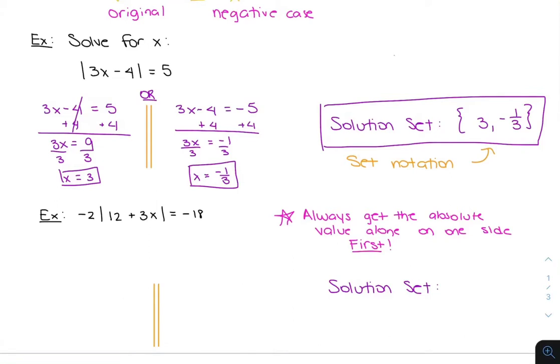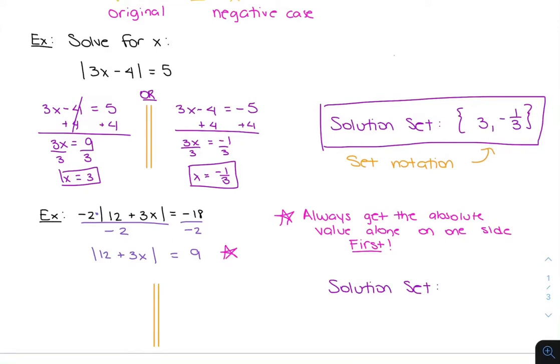To do this, the operation going on between the -2 and the absolute value is multiplication, because there is no other symbol there. This means that to get rid of it, we have to divide both sides by -2. Once we do this, this cancels out the -2, and we're left with the absolute value of 12 plus 3x equal to -18 divided by -2. A negative over a negative is positive, so this is just positive 9. And now we've gotten it back to our original case.